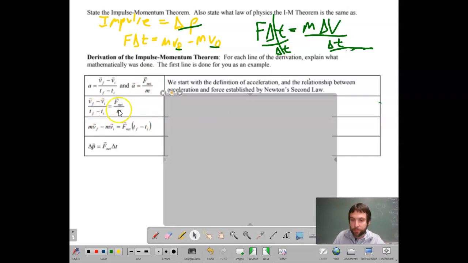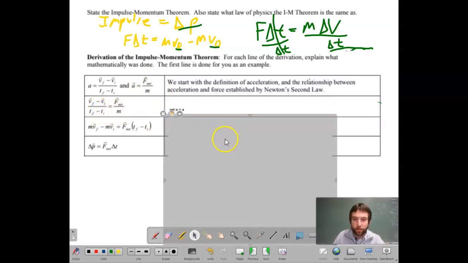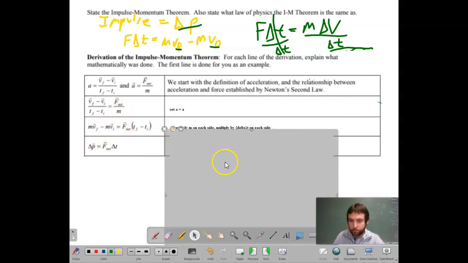So what did we do here? Explain this step in words. We set a equal to a. Okay? So all of this stuff equaled a, all of this equaled a, and we just set them equal to each other. That's allowed and expected that you are comfortable with that. Then what did we do? How did we go from here to here? All we did was multiply m on each side. When we multiply m on this side, the m will go away. When we multiply it over here, we get m times vf minus vi. And then we multiplied by delta t on each side, final time minus the initial time. When we did that, our denominator went away on the left side, and then it gets multiplied by force.